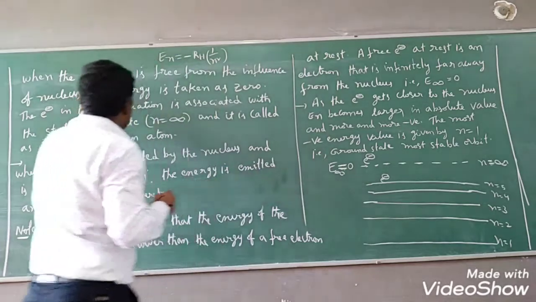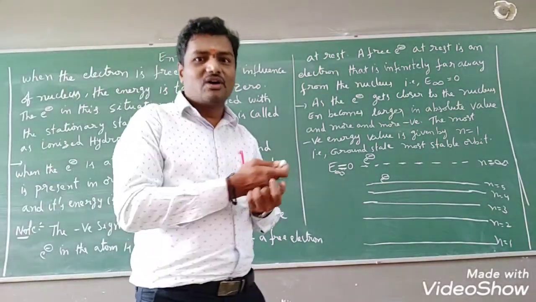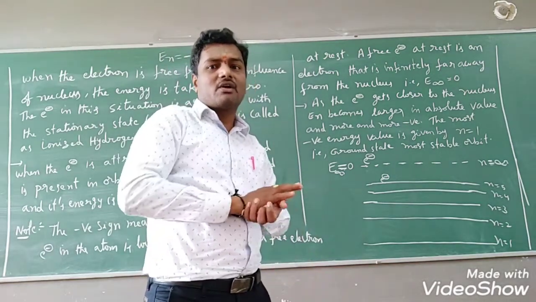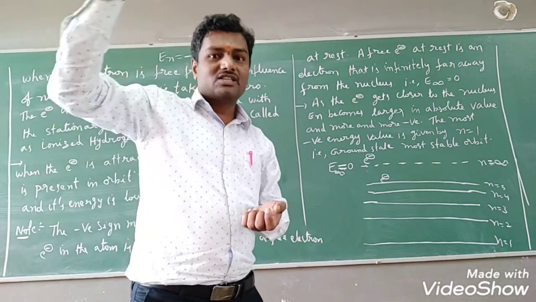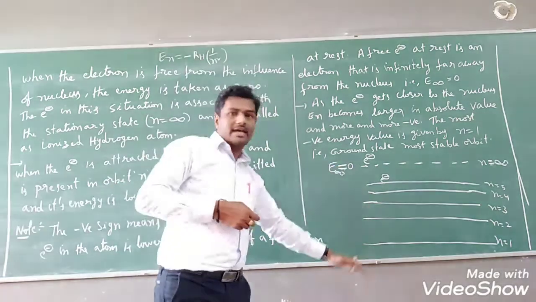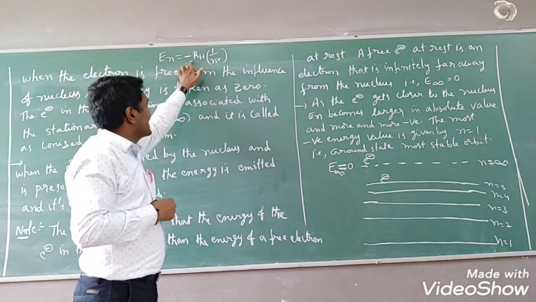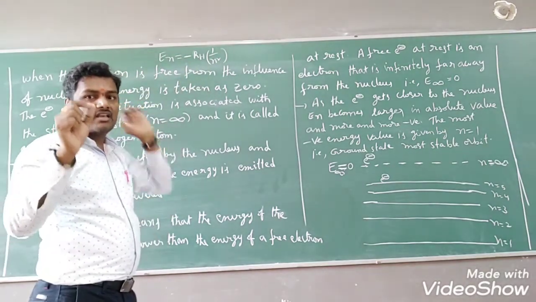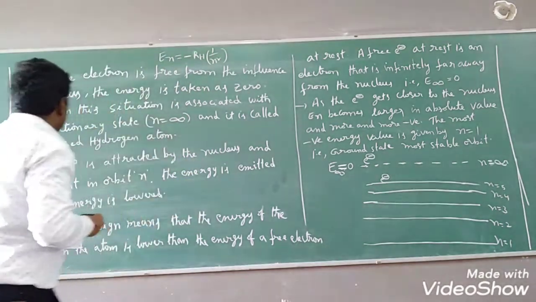Because when the electron is free from the influence of the nucleus, the energy is taken as 0. If the electron is falling from an infinite distance to the ground level, the electron emits energy and gets lowered in energy. That means we get negative values in all the remaining orbits. So that's why En equals the negative of this term. That is the main reason why we have taken the negative sign here.